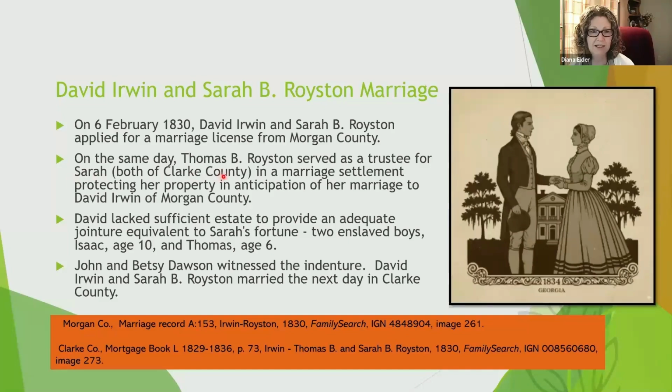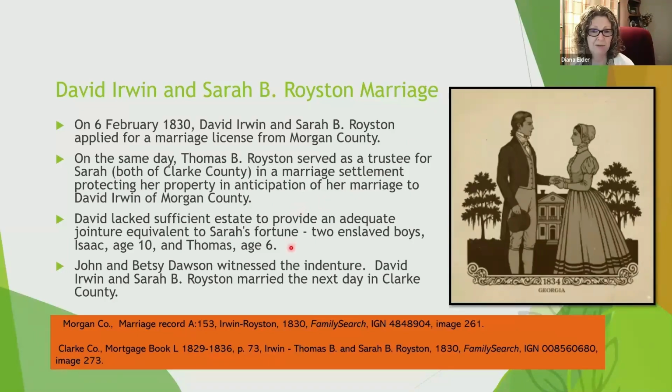Now, Clark County does neighbor Morgan County, so it would be okay that they are applying for a license. Maybe David is from Morgan, and that's where he's applying, since the other two are from Clark. But Thomas is serving as a trustee in a marriage settlement protecting her property in anticipation of her marriage to this David Irwin. So apparently, she had more property than he did.